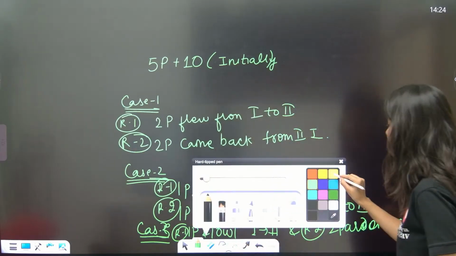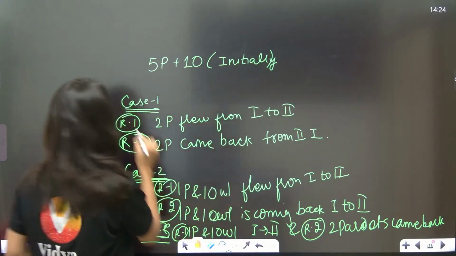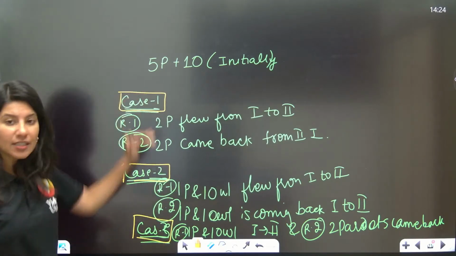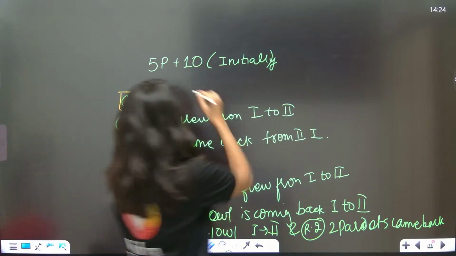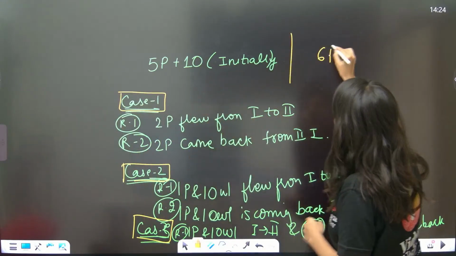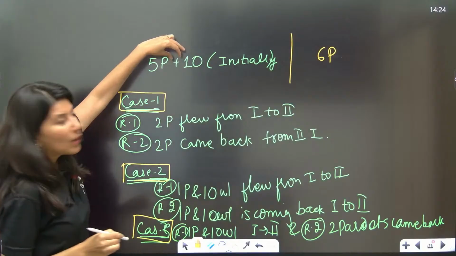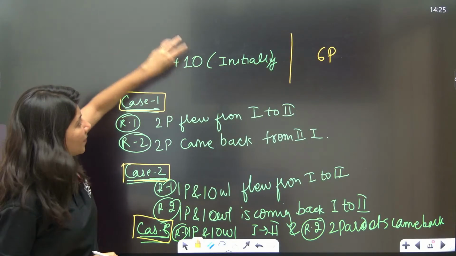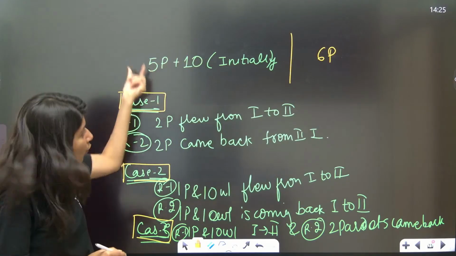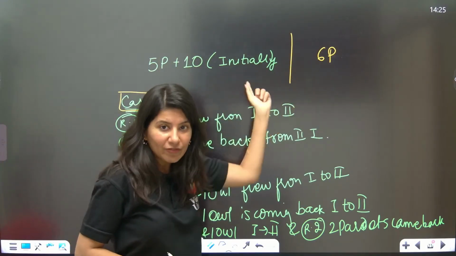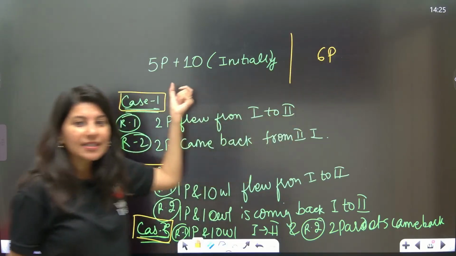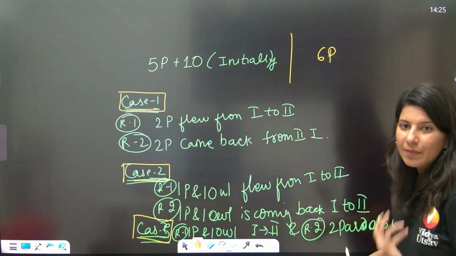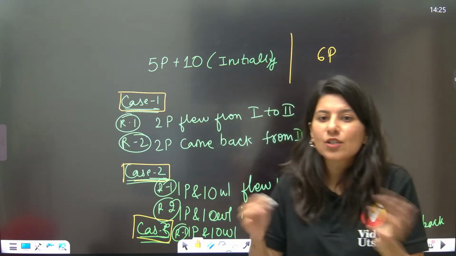Okay. Understanding my point? Only these cases are possible, yes or no? Case 1, case 2, case 3. Let me explain one more time. Initially this is cage number 1, this is cage number 2, correct? 5 parrots, 1 owl initially. So in the first round, 2 parrots flew from 1 to 2 and 2 parrots came back, which means the owl remains the same. Okay. So after case number 1, just tell me what is the condition of cage 1 and cage 2 now?